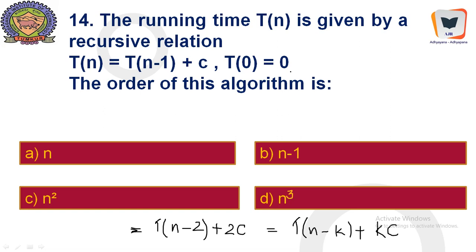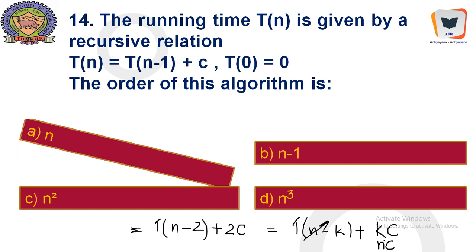If input is 0, then factorial of 0 is equal to 0. It is something like this. So in order to get 0 over here, we have to substitute k equal to n. So if k equal to n, this will vanish because it becomes 0 according to the base case, and here n will remain nc. So T of n will reduce to nc, whose complexity should be n because n is the variable size. So n is the correct answer.